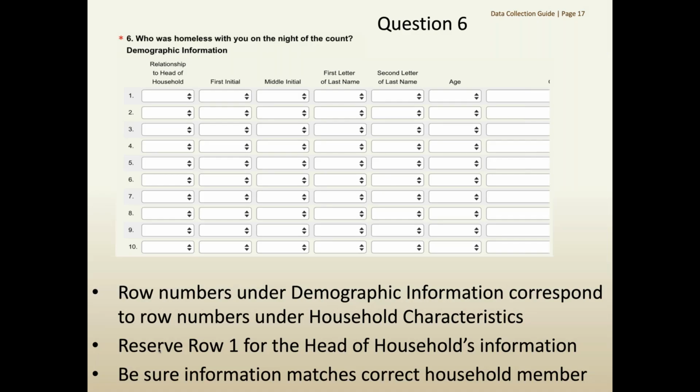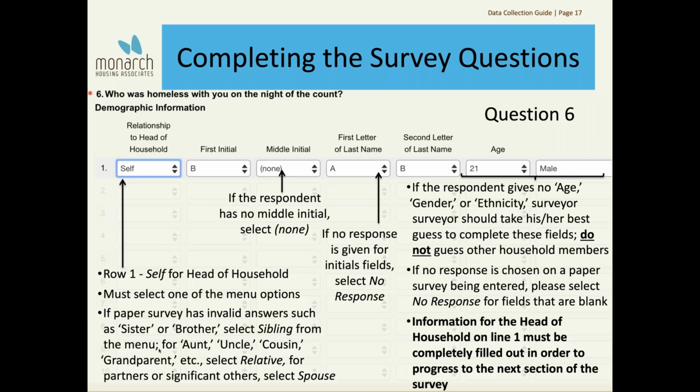For question number 6, as you can see, you're going to have to scroll to your right to go through all of the information. Your row numbers associate with each household person. So row 1 would be the head of household, and then you would identify the relationship to the head of household below, and complete for all household members that were identified. So for row 1, you're always going to want to select the head of household and then complete as appropriate.